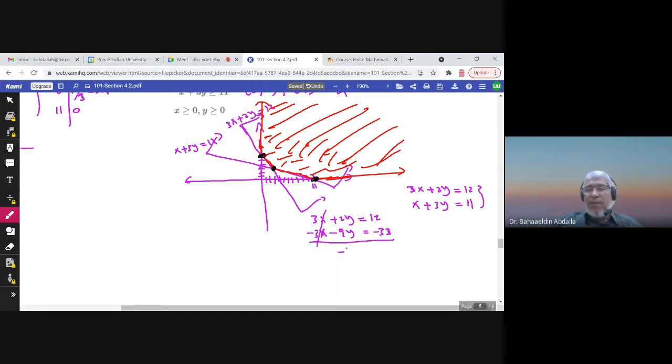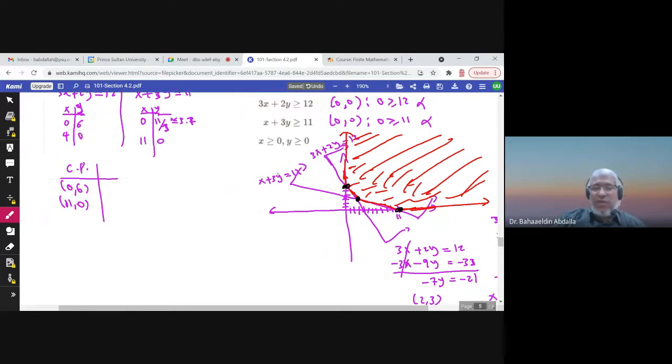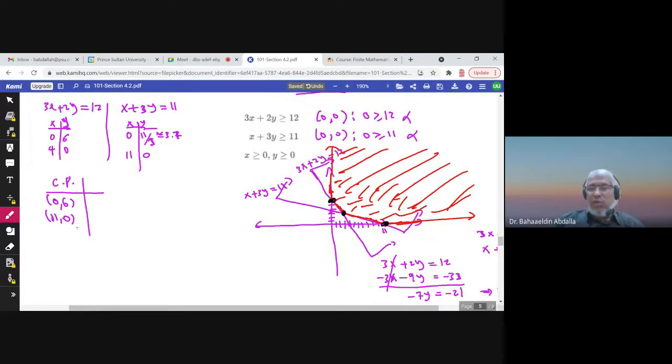Add: negative 7y equals negative 33 plus 12. That's negative 21. So y is negative 21 over negative 7, or 3. Now if y is 3, then x plus 3 times 3, 9 equals 11. And then x is 11 minus 9, or 2. So the point is (2, 3), okay, which is possible. But of course, my graph is not 100% accurate. So the point is (2, 3).